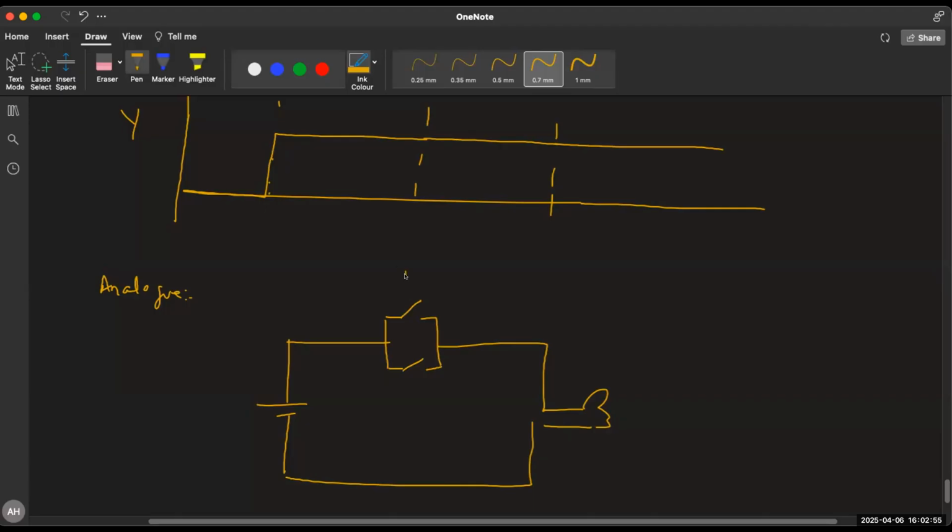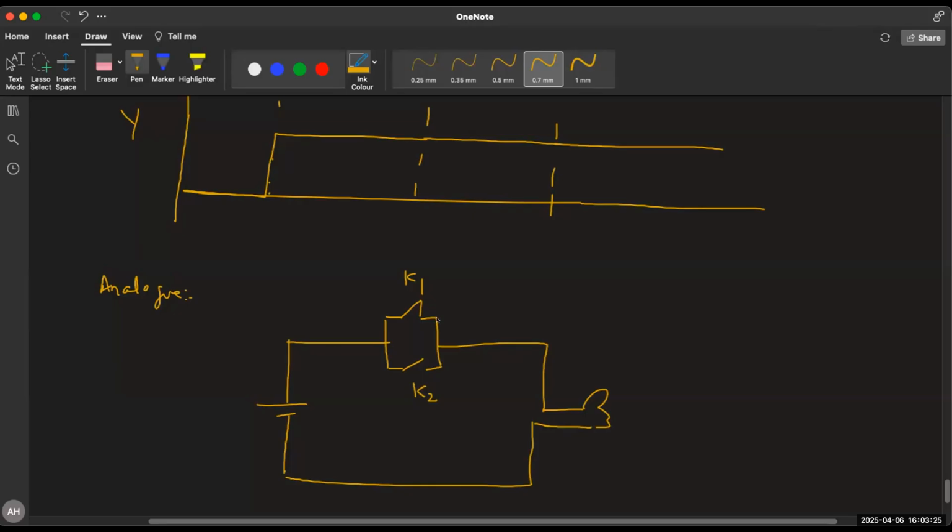If both the keys are open, what does it mean? If both the keys are open, it's 0, 0. 0 means off, right? Bulb will not glow. That means 0, 0 gives 0. But if I close one of the keys, what will happen? Now is the circuit complete or not?